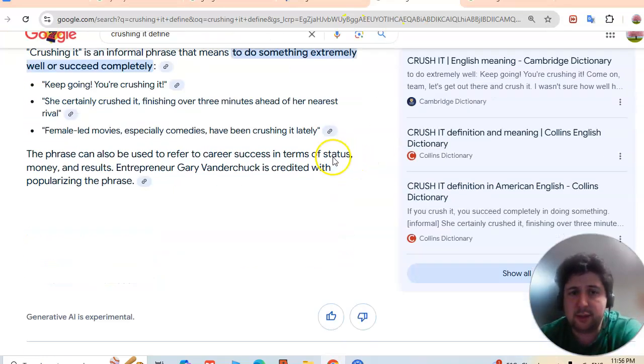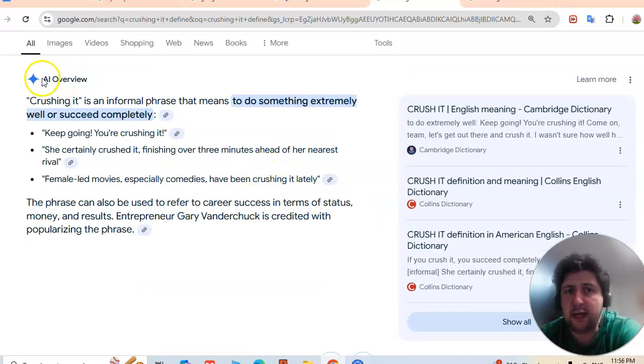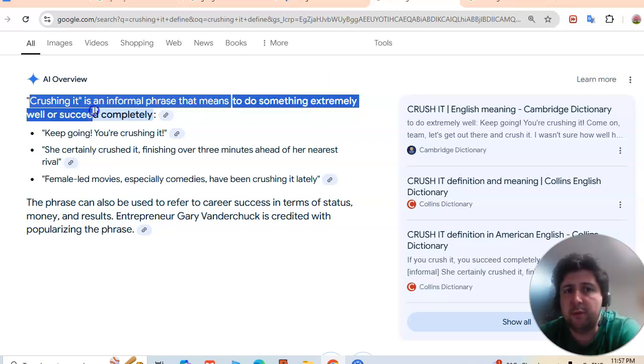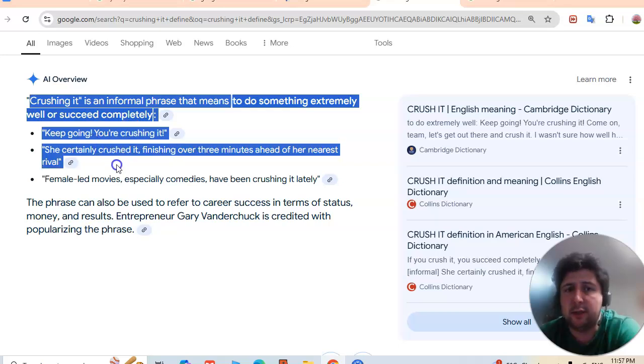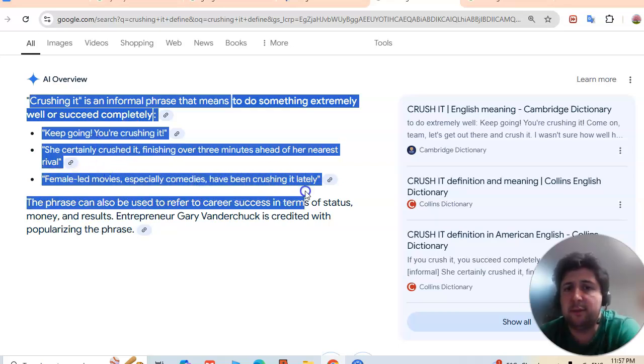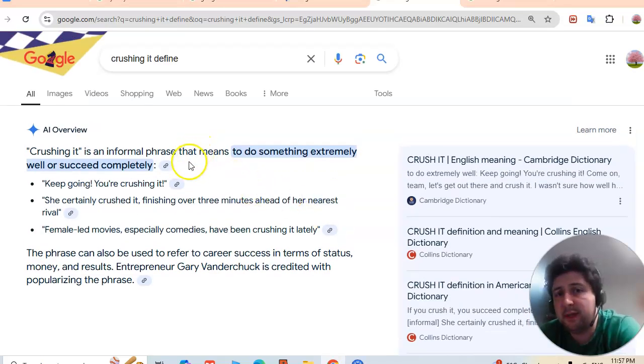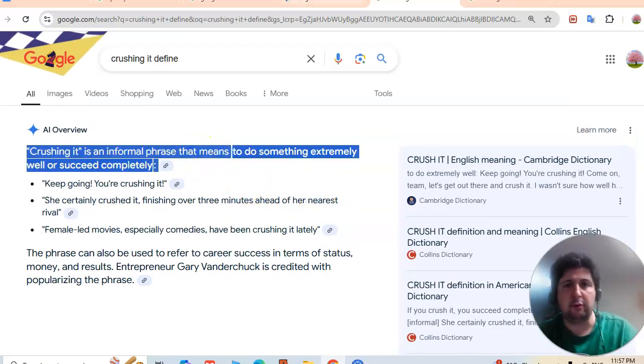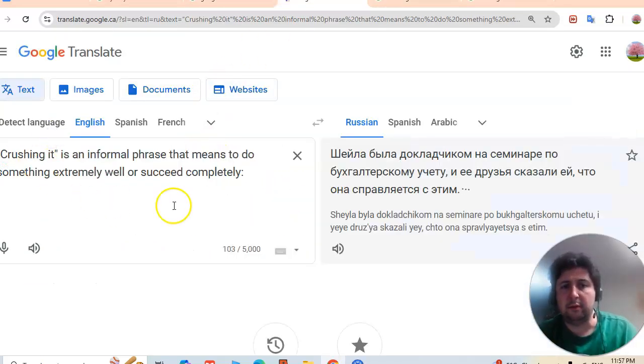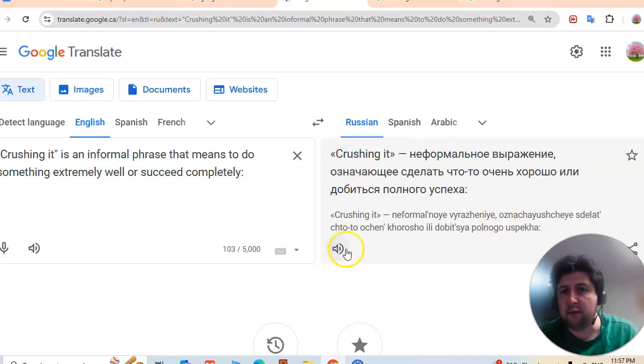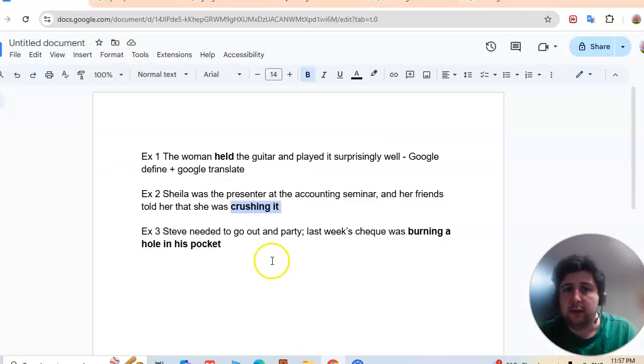And one thing that's going to come up in some cases is an AI overview. Thank goodness for artificial intelligence. Crushing it is an informal phrase that means to do something extremely well or succeed completely. Keep going, you're crushing it. She's certainly crushing it. Female-led movies, especially comedies, have been crushing it lately. Take any of these, put them into your Google Translator, and you get an understanding of what crushing it means. So AI is a great tool.